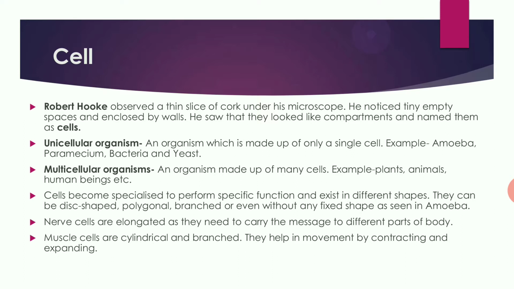Nerve cells are elongated and long because they have to carry messages to different parts of the body. Similarly, muscle cells are cylindrical and branched. They help in movement by contracting and expanding.